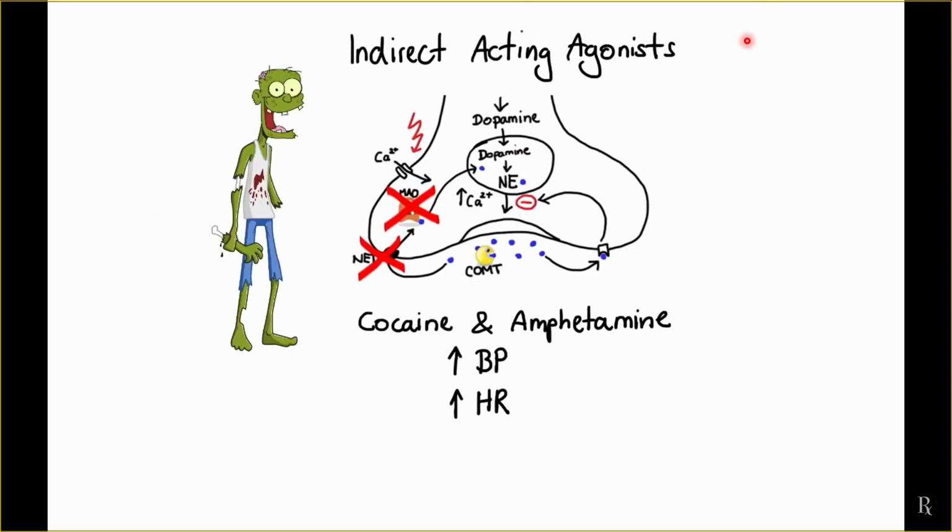And if we look at the indirect acting agonists, they have a zombie-like effect on humans. Because they decrease the reuptake and increase secretion of the catecholamines, including norepinephrine and epinephrine, that leads to blood pressure increase and heart rate increase. So both of these, cocaine and amphetamine, are not considered medications, but are drugs of abuse.